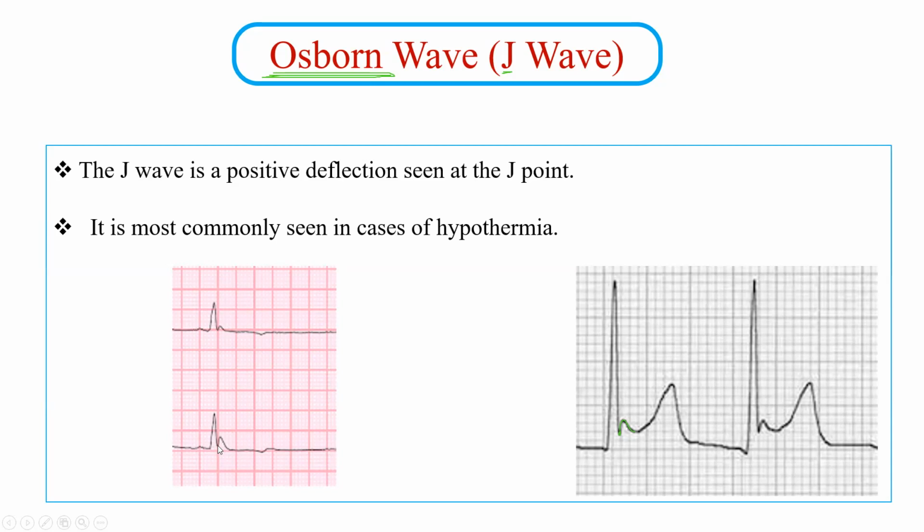And there is another example here. We can see that here is the J point, and there is a small positive deflection right after that. That is really the Osborn wave or the J wave. And that's it for the J wave. Thank you.